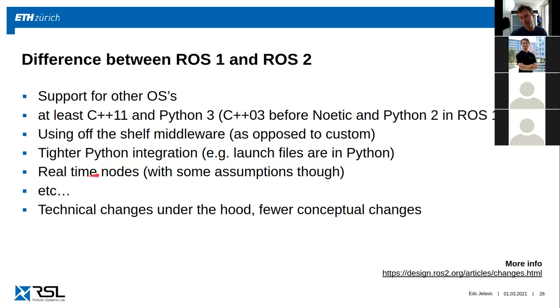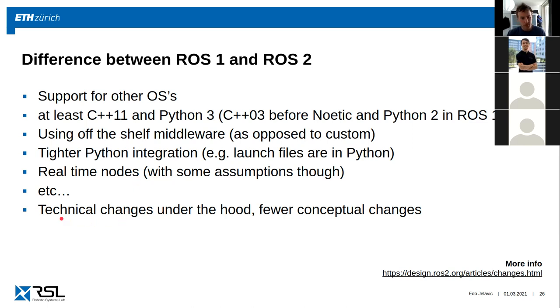We also can have real-time nodes in ROS2, where real-time just means that you guarantee that the node will execute in 100 milliseconds. Whereas with ROS1, depending on what was happening on the network, what was happening in the background with communication, this time could basically grow infinitely long. This you usually don't see in practice, but for industry, these things are very important.